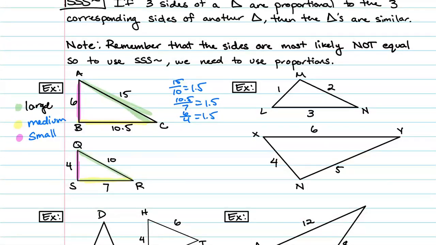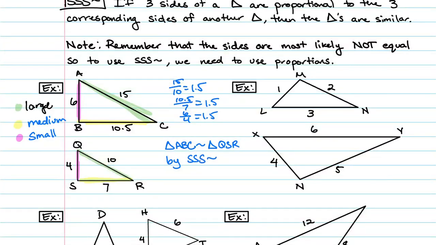So I get to say that triangle ABC is similar to triangle, let's see, I went through the pink and then yellow and then green. That means I need to go through the pink, then yellow, and then green. So I'm going to call it QSR by side, side, side similarity.